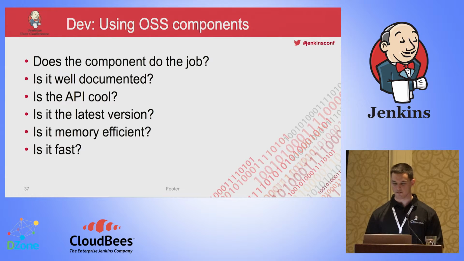Okay, so for a developer using open source software components, typically when they're picking open source software to use, these are the questions they would go through. Does the component do the job that I want? How well documented is it? Is it the latest version? Is it memory efficient? They don't really care about the licenses or the risks that are involved.